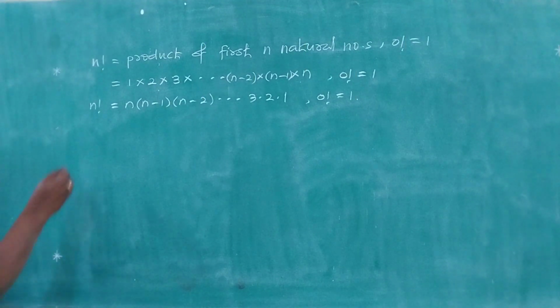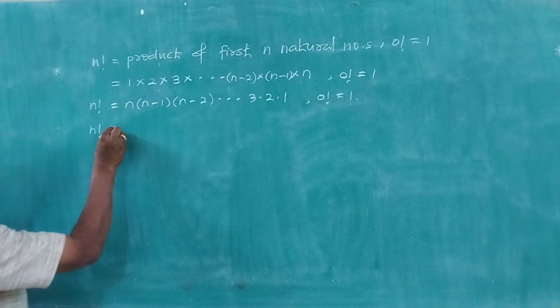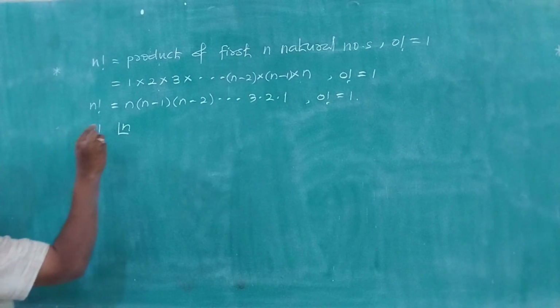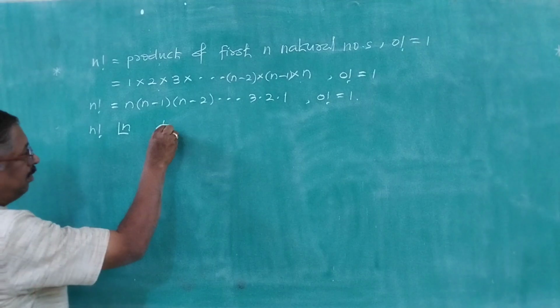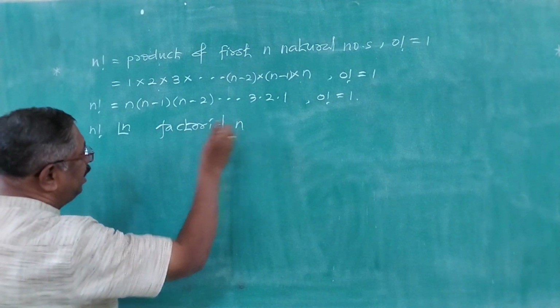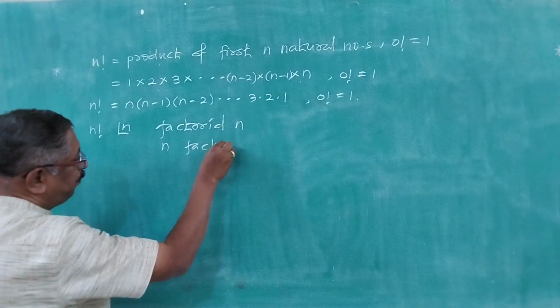Now this n factorial can also be denoted with the notation n! and read as factorial n, or someone may say n factorial.